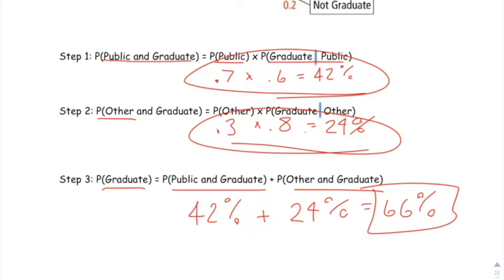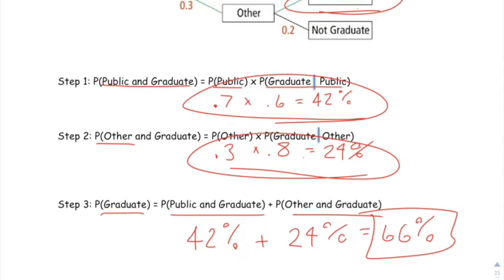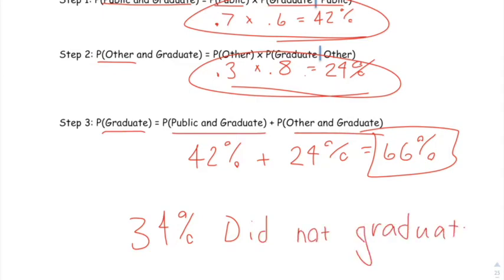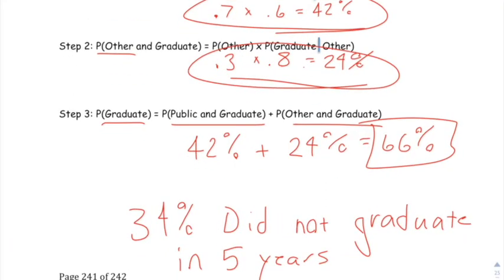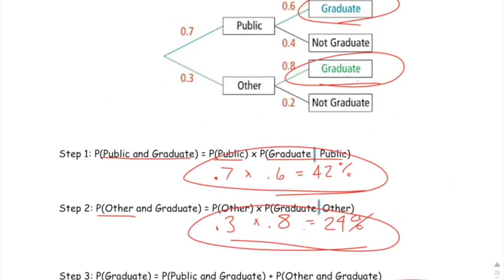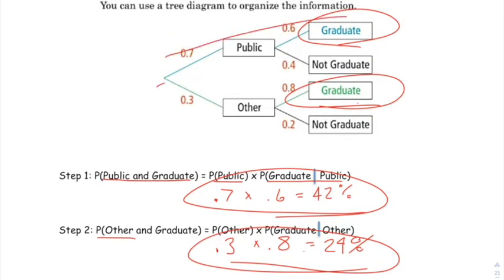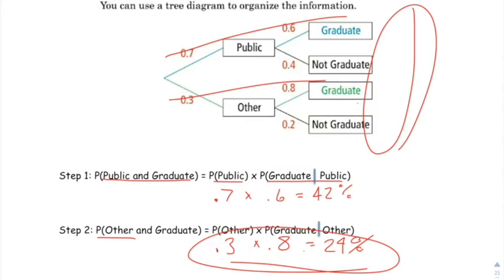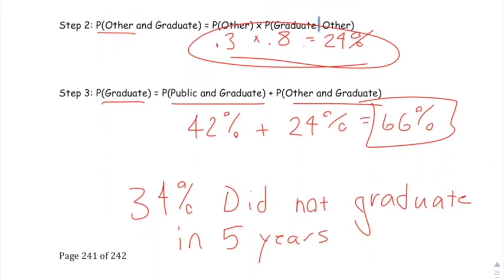From here you can also look at what percentage of them didn't graduate. You could say, if you wanted, 34% did not graduate in time, or I guess in the 5-year period. But that wasn't really part of the question, that's just a little extra tidbit. Once you find all of these percentages, if you multiply along the branches, all of the percentages on the left-hand side should add up to 100%. So, a little extra tidbit there.